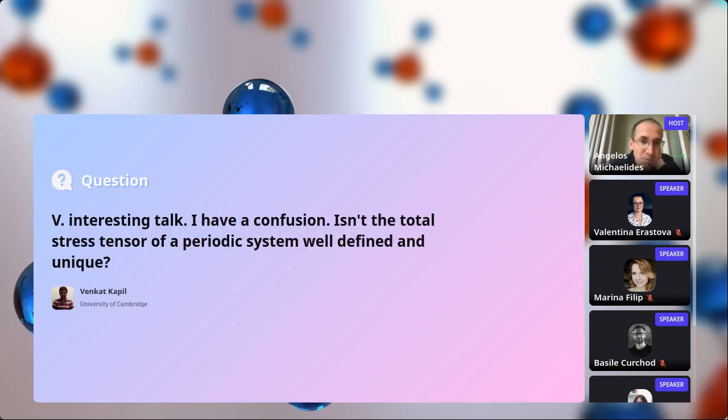He has a confusion about the total stress tensor of a periodic system. Is it well defined and unique? Yes, fully agree. The non-uniqueness comes when you start talking about the stress tensor in a non-periodic system. As soon as you talk about the stress tensor in a local subset of that system, then you have that problem because you're essentially cutting off.